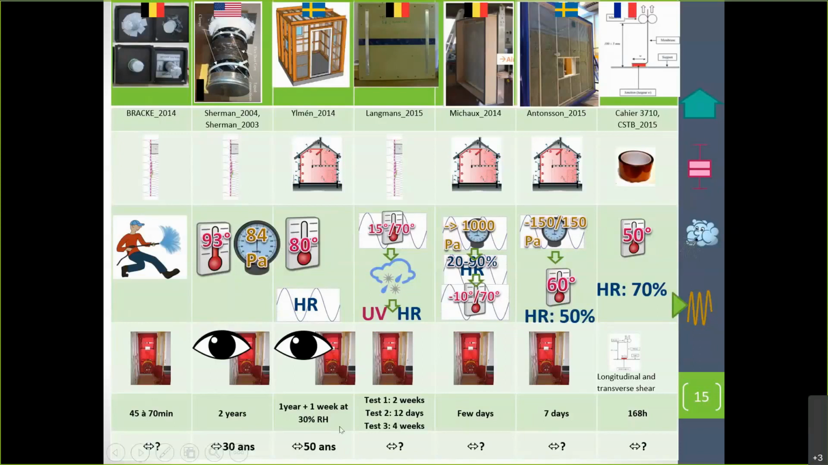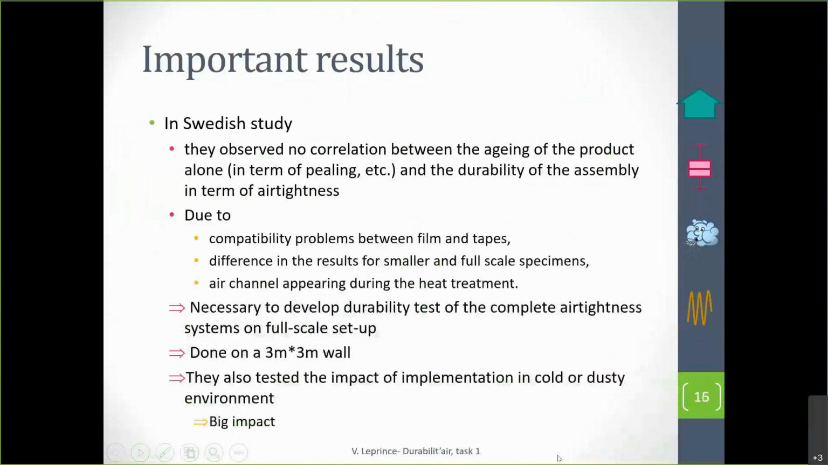And eventually, what is interesting also is that very few studies say that this protocol is equivalent to a certain number of years. Most of the time, it's just a protocol giving a resistance in terms of durability, but they do not pretend to be equivalent to 30 or 10 years.